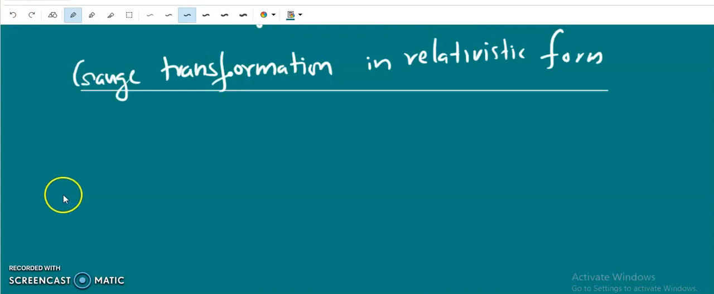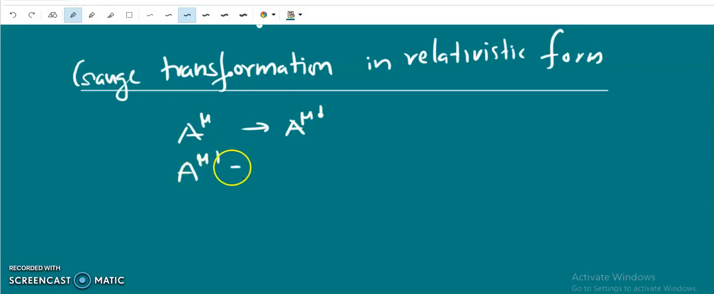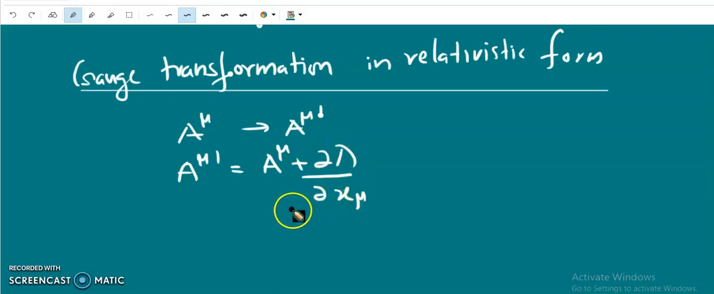So, we have seen that we can add to A the gradient of any scalar function without changing the corresponding field. Okay. So when we write the relativistic form, instead of A mu, even if we write A mu bar, the field does not change. Such that A mu bar is equal to A mu plus dou lambda by dou x mu covariant. So this is the gauge transformation equation we wrote earlier, written in relativistic form.